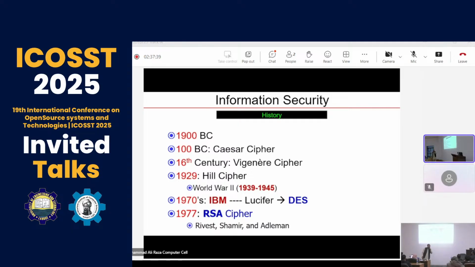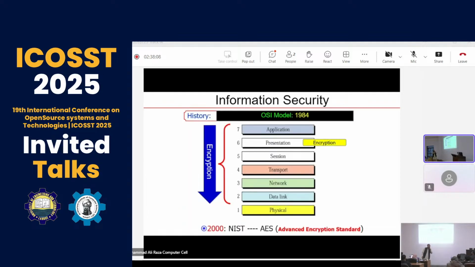Then in the 1970s IBM designed a cipher. First it was named Lucifer, and later on it was named the Data Encryption Standard, adopted by the National Institute of Standards and Technology. And then later on came the RSA cipher, done by these three persons in the 1970s.